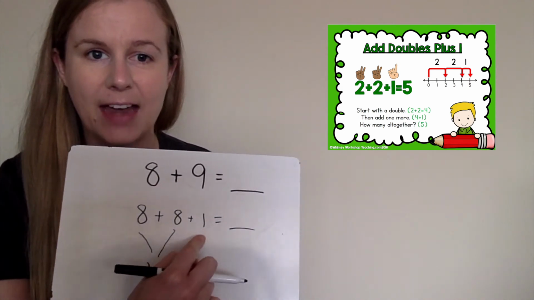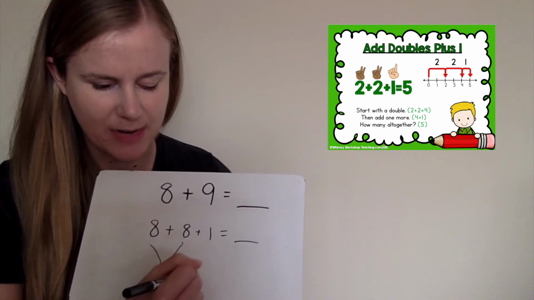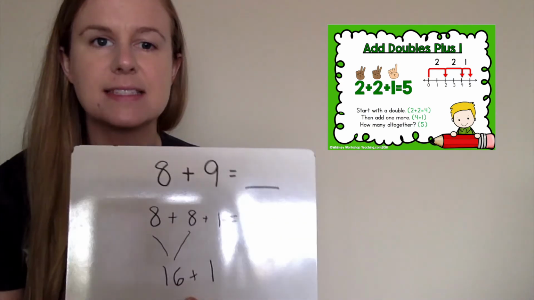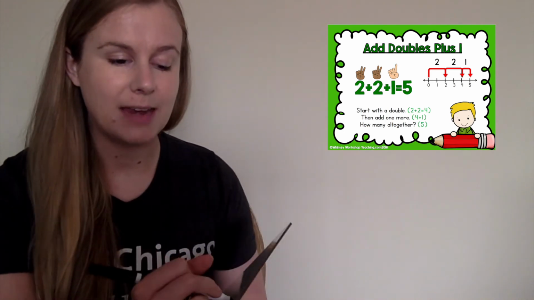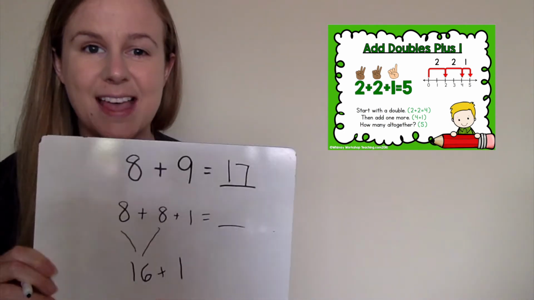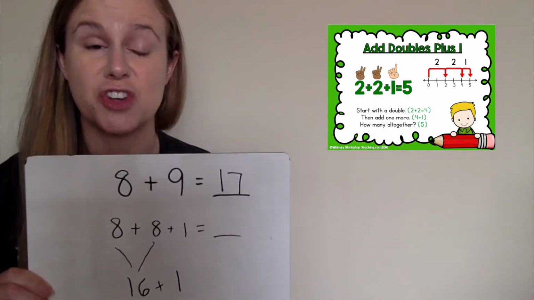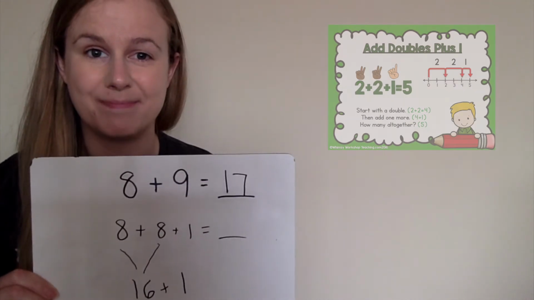Then I add 1. So I'll bring that 1 down just to make sure I don't forget. 16 plus 1 equals 17. So 8 plus 9 equals 17. I used the strategy doubles plus 1.